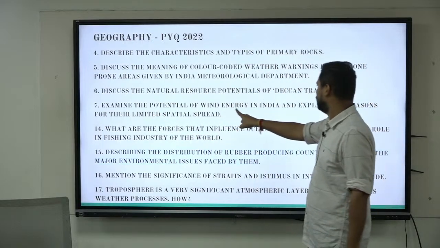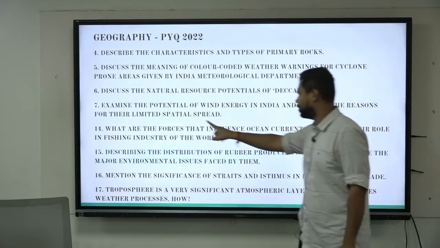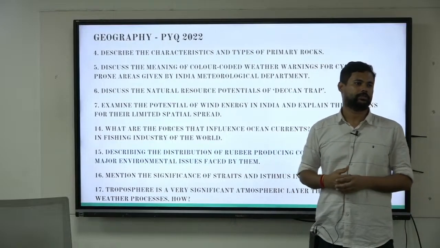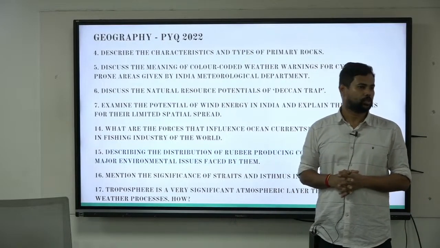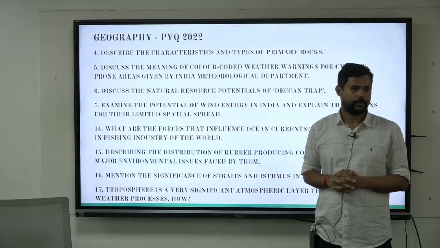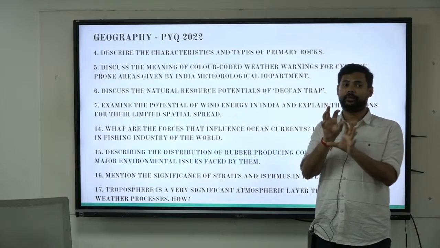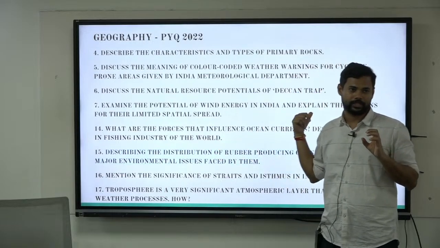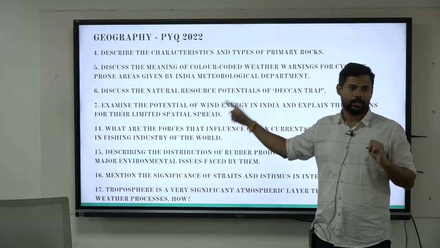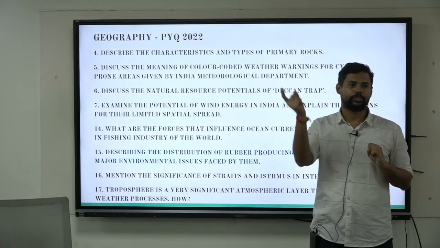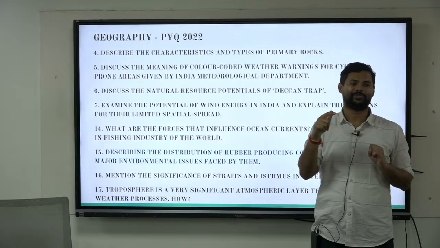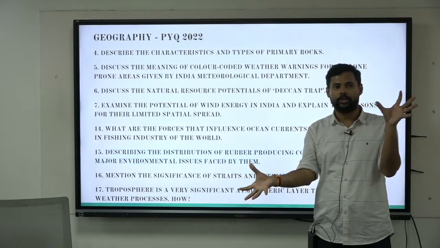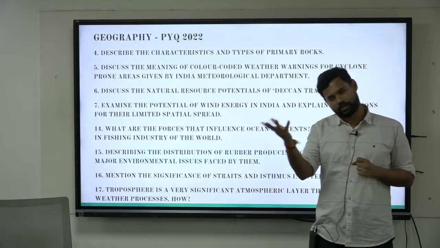Examine the potential of wind energy in India and explain the reasons for their limited spatial spread. What will you put for this? Energy resources. Can you put it as renewable energy? But it is becoming very specific. Let us say this is renewable energy. What if they ask coal? If the question is on coal, then again, what will you tell there? Conventional energy? You're unnecessarily creating more divisions, but broadly if you put everything, it comes under energy resources. Write that as energy resources.